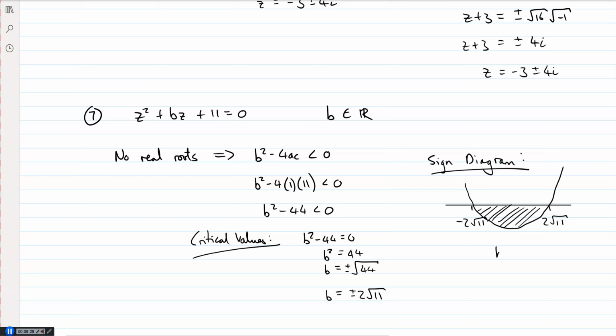So we want b to be less than this and greater than this. So continuous interval, there's no break from here to here. So we can write it as a combined inequality. So for those values of b, this quadratic at the top here has complex roots, so the roots are not real. Outside of those values, you'll get your real roots. And that's solving equations using our newfound knowledge.